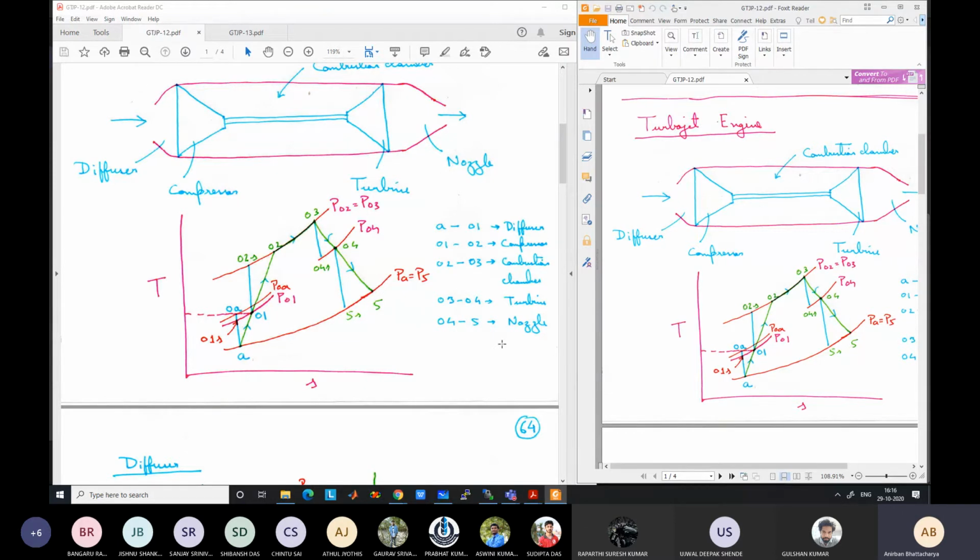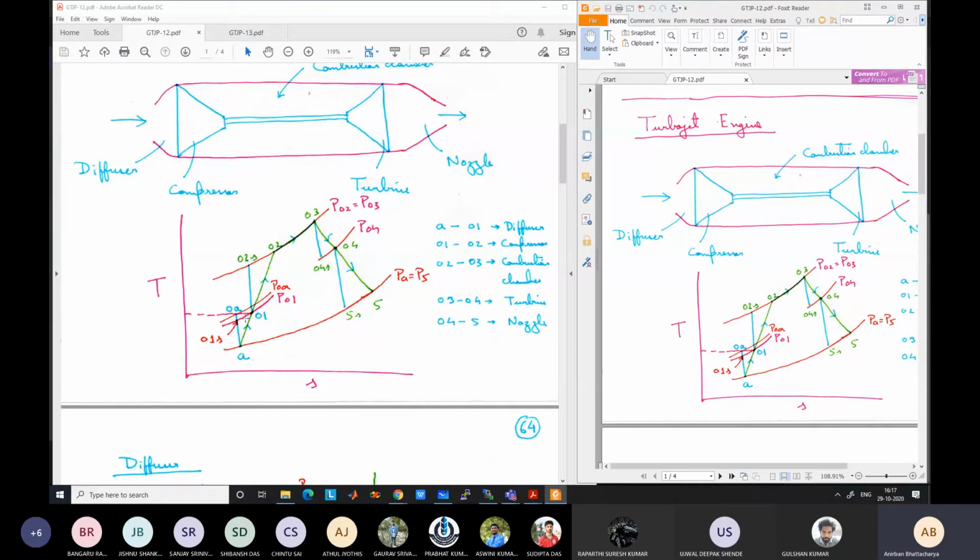So what do we mean by that? We want to find out the efficiency, and in this case the thrust developed by the engine. Because in this case thrust is the important parameter, not the power developed. If it was an industrial gas turbine, we would have wanted to know what is the work output. Here we want to know what is the thrust that is developed, and still we can calculate the efficiency of the engine. But thrust is the important parameter that we want to calculate.